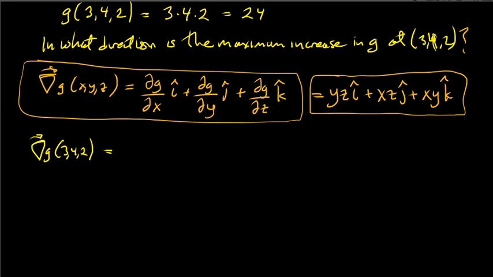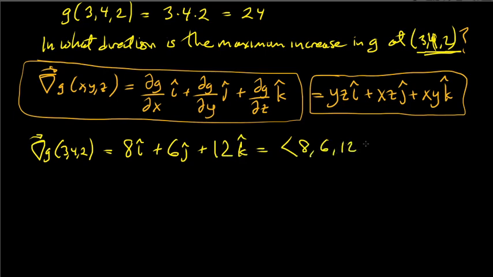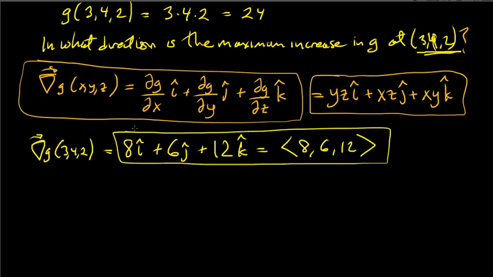And when we plug in 3, 4, and 2, so at the point 3, 4, 2, what do we get? We get 8 times i, 4 times 2 is 8, and then plus x times z is 6, and then plus x times y is 12. So now we get a vector in space, 8, 6, 12. So in that direction, whatever direction that's facing, G will increase the maximum.